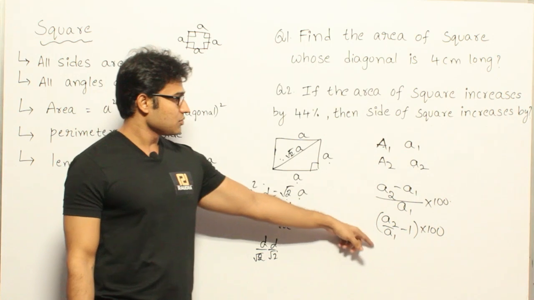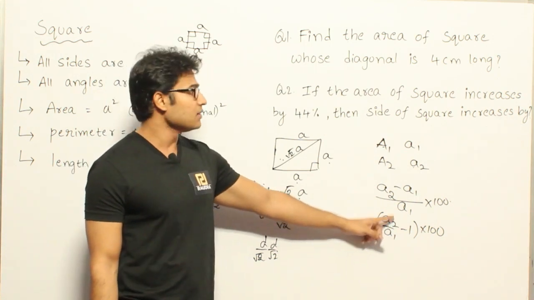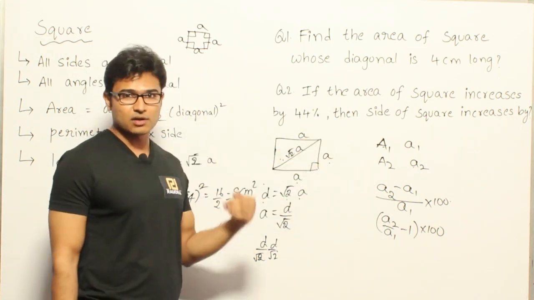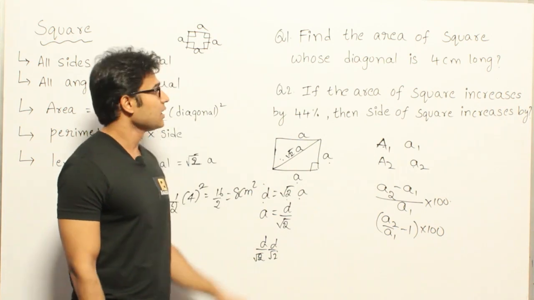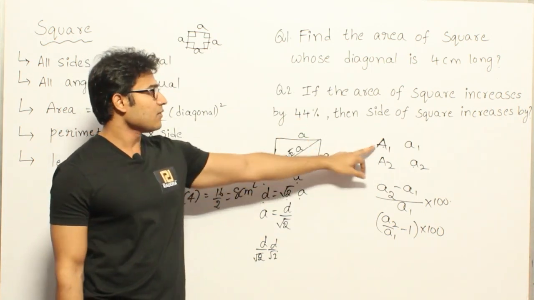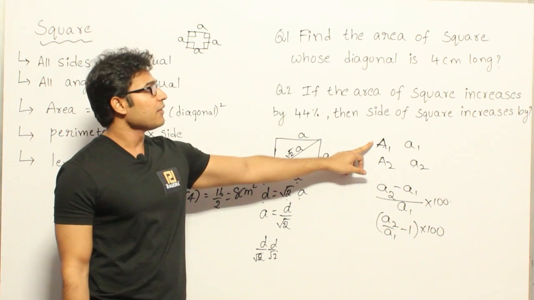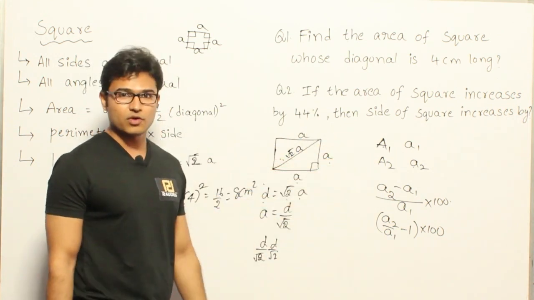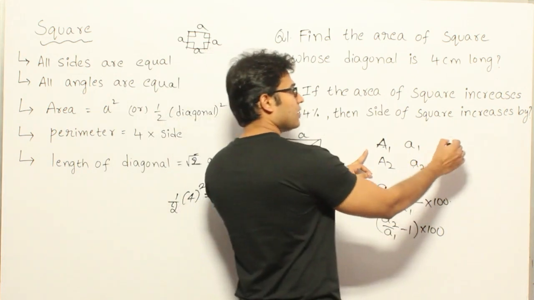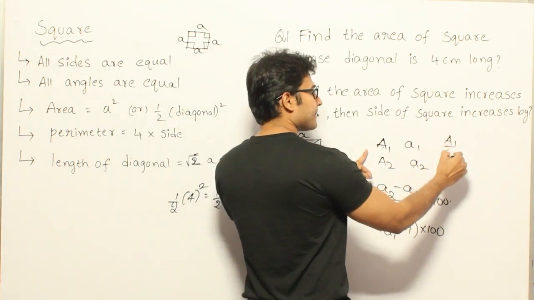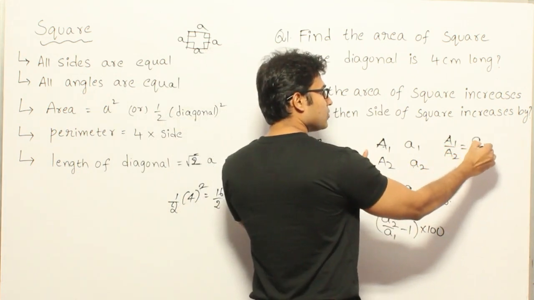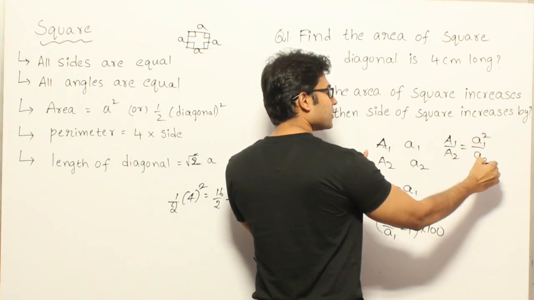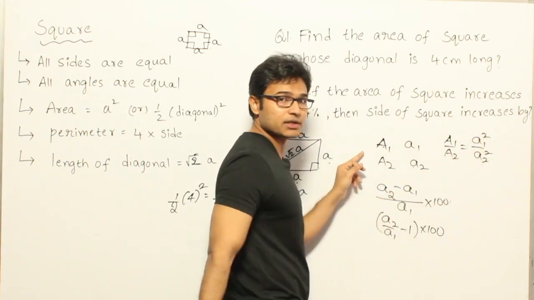Now whenever we are supposed to find out the ratio and initial values are given in percentages, it is always better that you assume some values, right? So if you assume that the initial value of the area is 100, they are saying that it is increased by 44%, which means the final area is going to be 144. So a1 by a2 we know is equal to a1 square by a2 square. This is the formula of the area, isn't it?